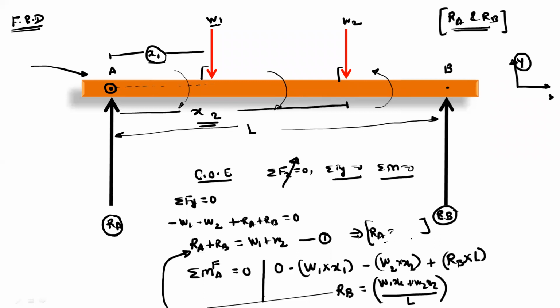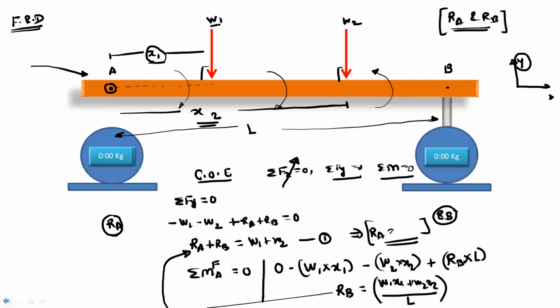So this is the theoretical procedure to find out Ra and Rb. These are the two support reactions, and we have to verify these values with the experimental values. Experimental value means the reading that we will get directly by observing the spring balance reading. So this is your complete procedure for the experiment.